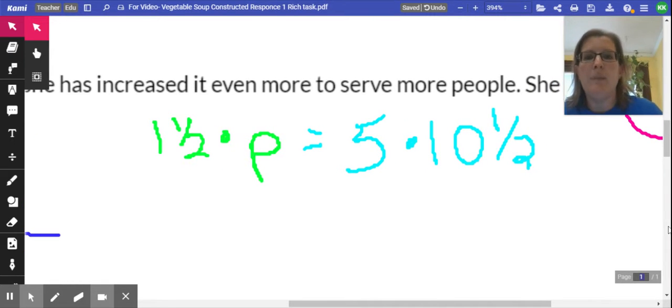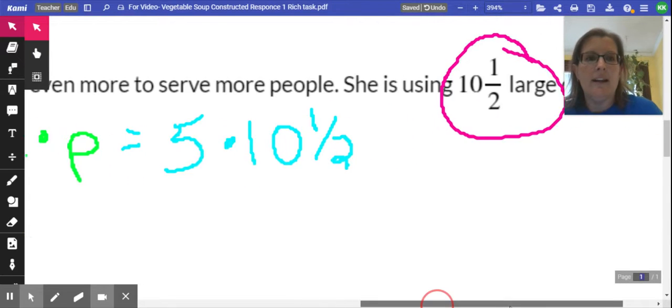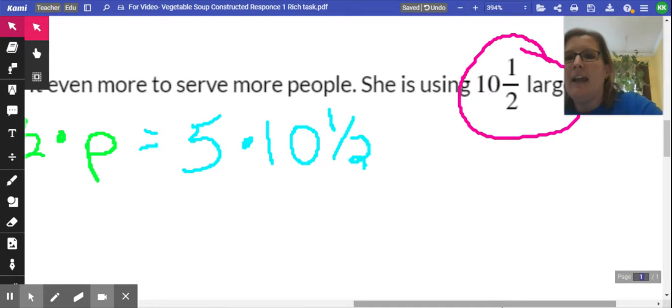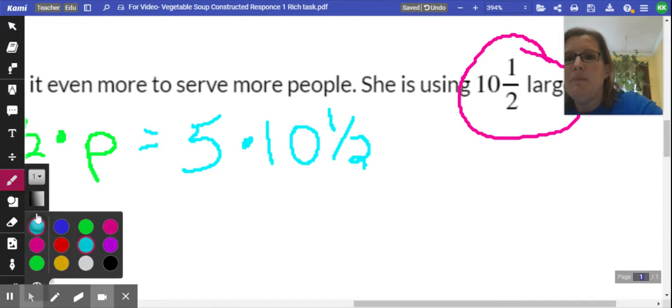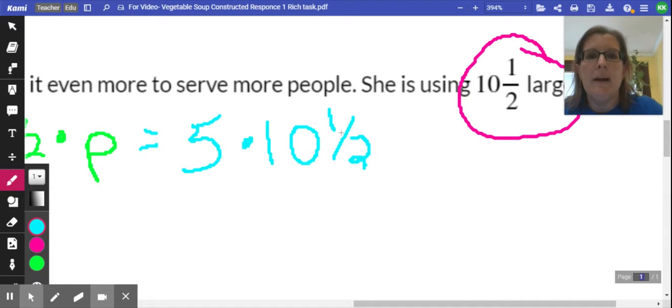So 1 1/2 times P, I'm just going to leave that alone for the moment. But I need to work out the other side. I need to figure out what my 5 times 10 1/2 is going to be. So when I'm multiplying by a mixed number, I know I need to turn it into a fraction. And when I have a whole number, I know I need to turn that into a fraction. So I end up with 5 over 1 times, to turn my mixed number into a fraction, I do 2 times 10 is 20, and 20 plus 1 is 21. So I get 21 over 2.